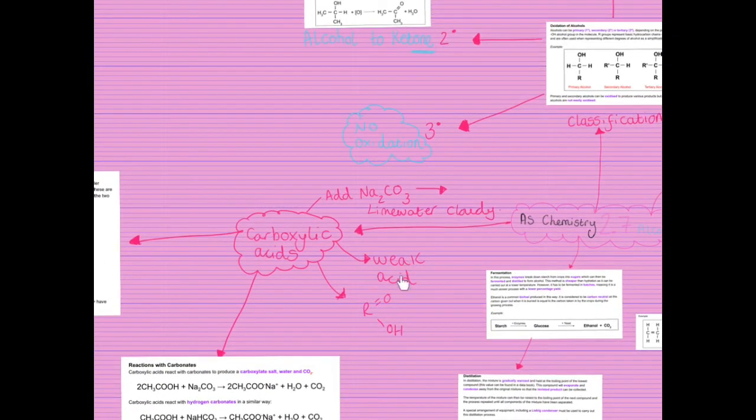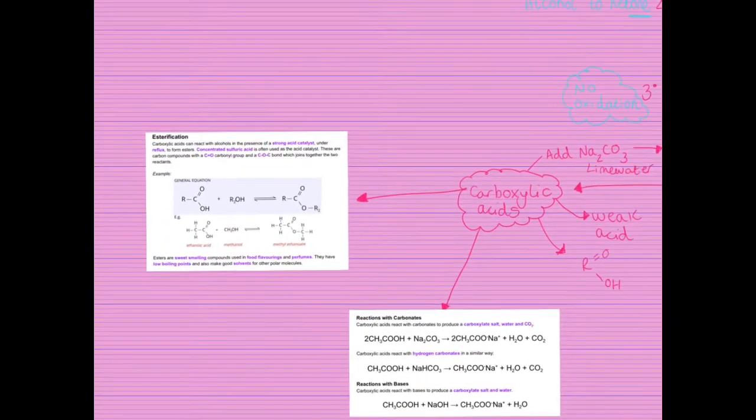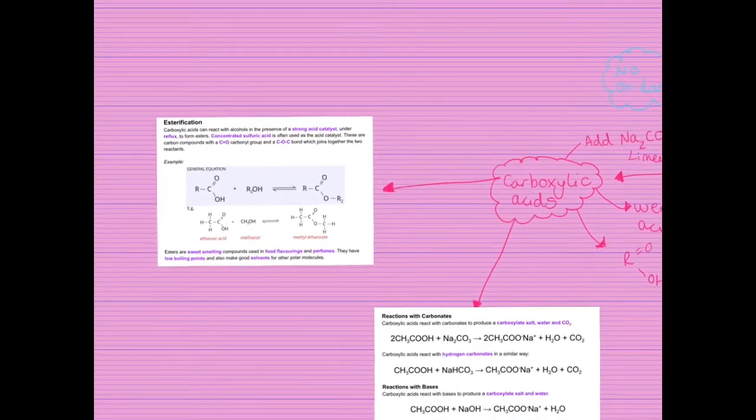Carboxylic acids are a really weak acid. Okay, there's their functional group, I just talked about it. You can identify them by adding sodium carbonate. Should bubble off CO2 and the lime water should turn cloudy. Two things you need to know about carboxylic acids then.